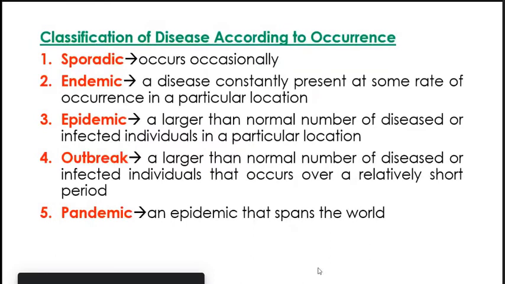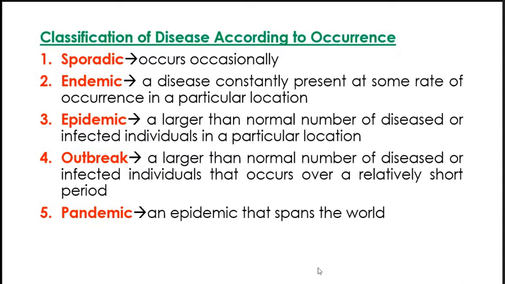Tapos epidemic po, larger number than normal po. So kung kunwari zero yung cases nila sa isang lugar tapos biglang may one case, parang ganun po, epidemic na po yun. Tapos po endemic, constant na po siya dun sa particular location. So kung kunwari po sa isang lugar, constant na yung dengue fever, ganun po sa mga tao, ganun po. Endemic po yung tawag doon. Tapos sporadic, biglaan na lang po.